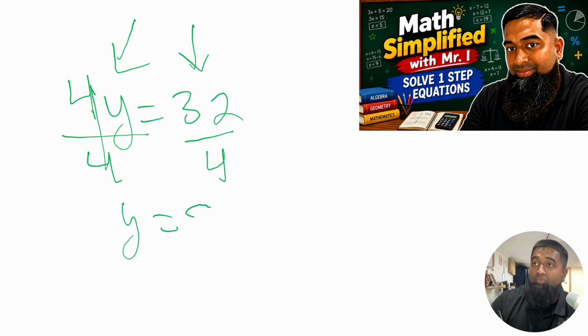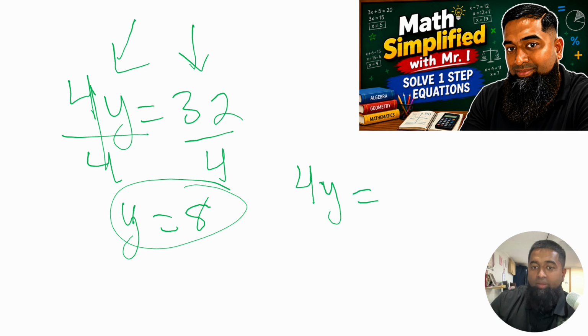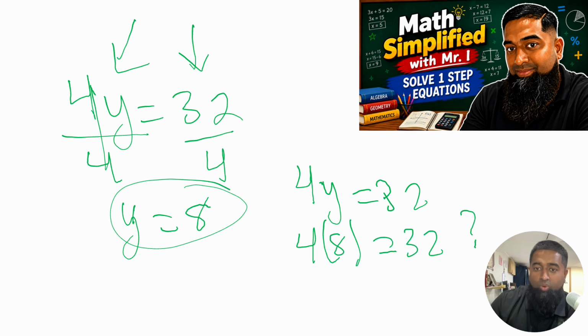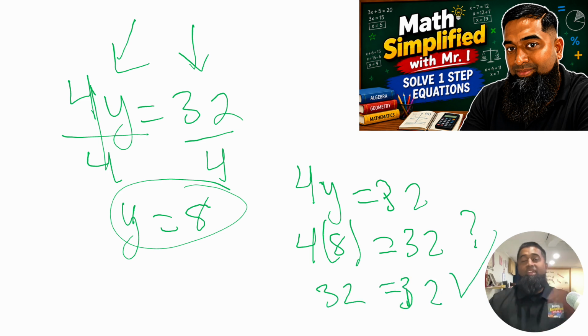Y equals what? 32 divided by 4 is? Yes, 8. So now you have y equals 8, right? That's your answer. You could circle it. But how do you check? This is how you do the check, right? Wherever your y was, you put 8, so it's 4 times 8 equals 32, with a question mark. We don't know, right? 4 times 8. Okay, yeah, it is 32. It checks, and you got that right.